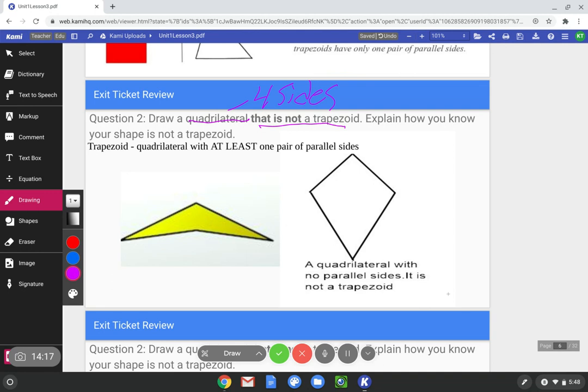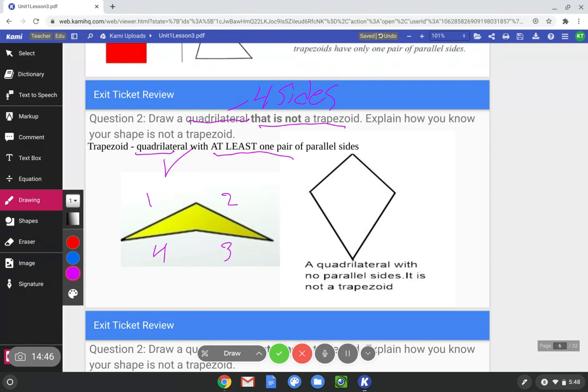So we can know a shape is a trapezoid if it's 1, a quadrilateral, and 2, has at least one pair of parallel sides. So we need to draw a shape that does not have any parallel sides. So that is our rule that we need to follow. If you look at these 2 shapes here, we can see 1, 2, 3, 4. It is a quadrilateral, but there are no parallel sides in this one, so it meets all the rules.